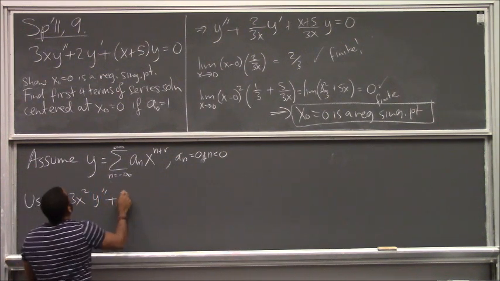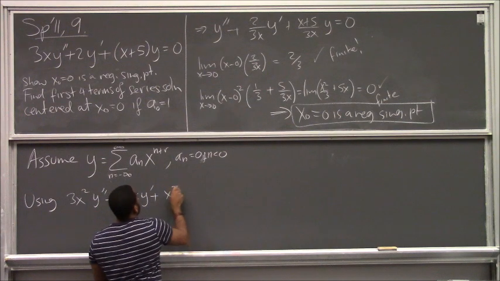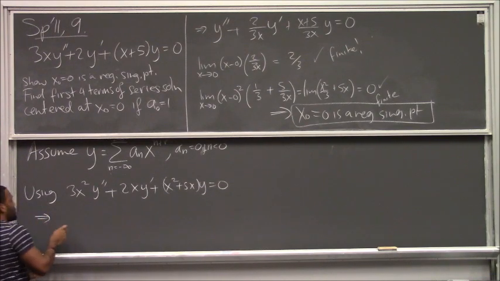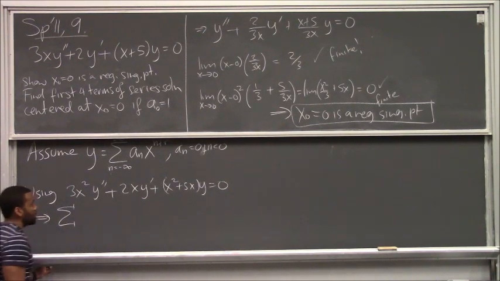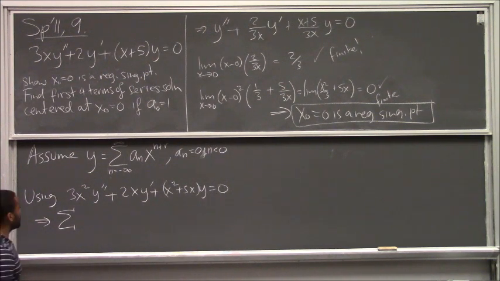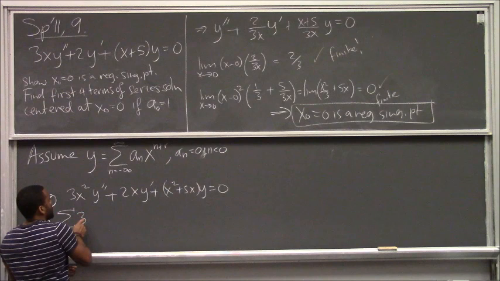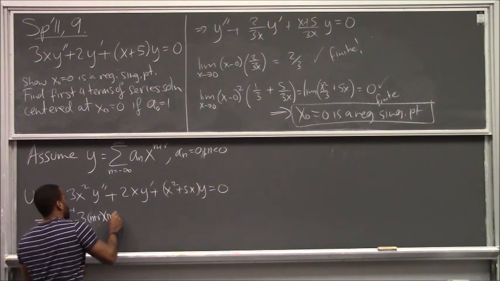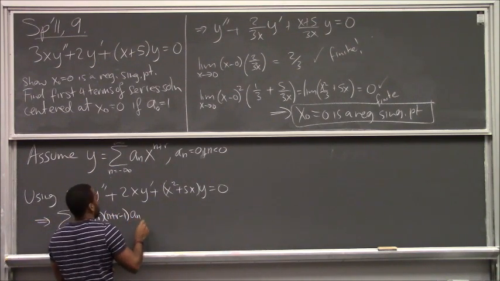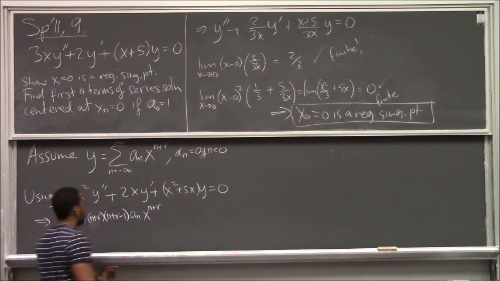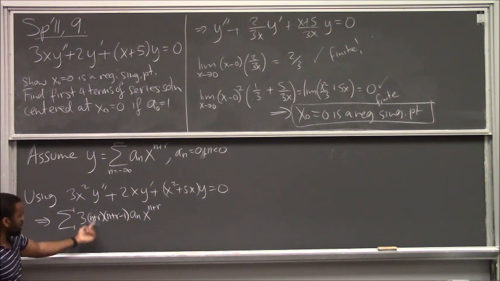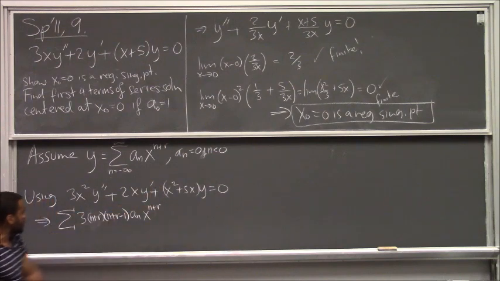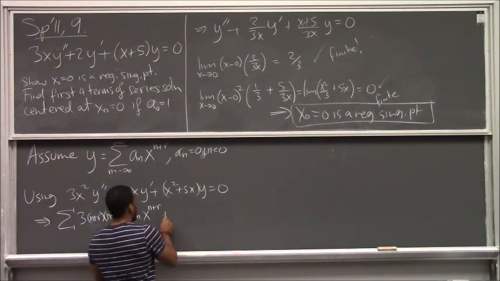So this is going to be the series, and at this point I'm not even going to write the subscripts because I don't care. It's going to be the sum of 3 times (n plus r)(n plus r minus 1) a n x to the n plus r. Because if I took two derivatives it would have looked like (n plus r)(n plus r minus 1) a n x to the n plus r minus 2, but I multiply by x squared, so the minus 2 goes away, and the 3 is here, so that's the first term.